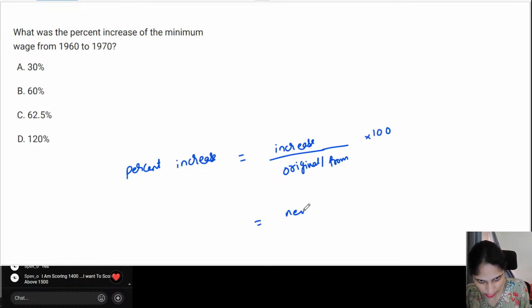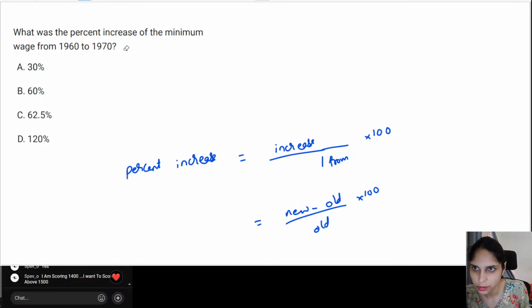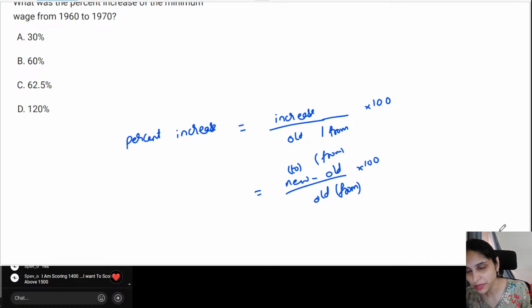Increase is new minus old, divided by old, also is correct. So instead of original, I'm going to write old. Also new, the keyword is whatever comes after to. For old, the keyword is whatever comes after from. So in this particular question, from 1960 to 1970, so 1970 is your new, 1960 is your old.